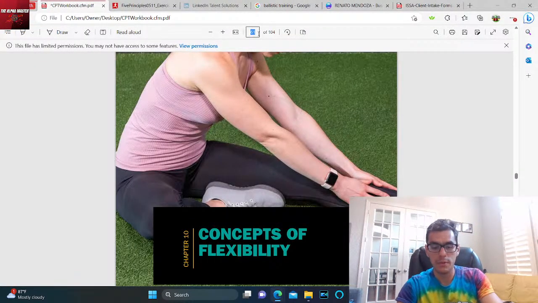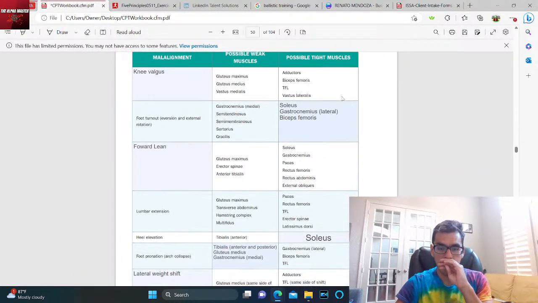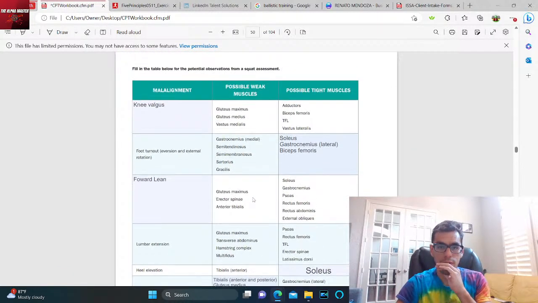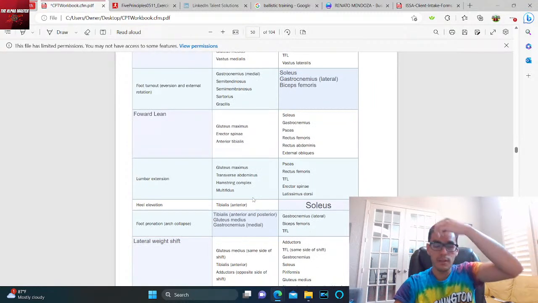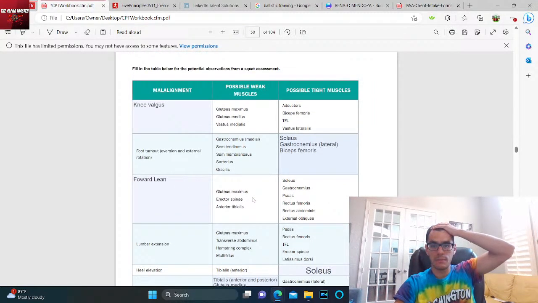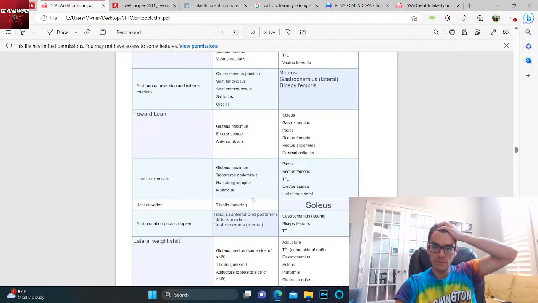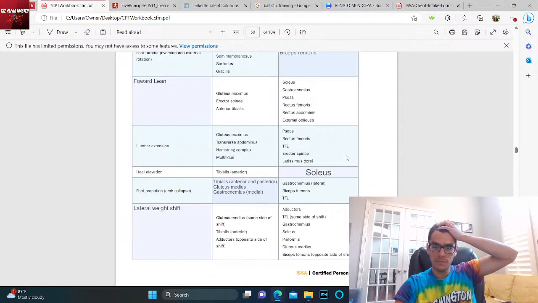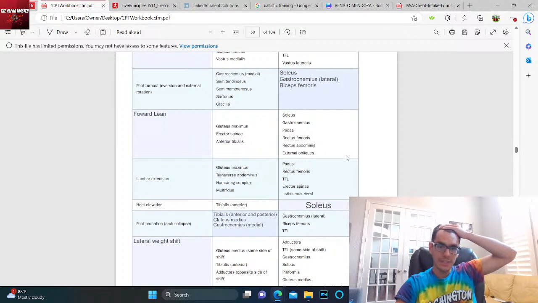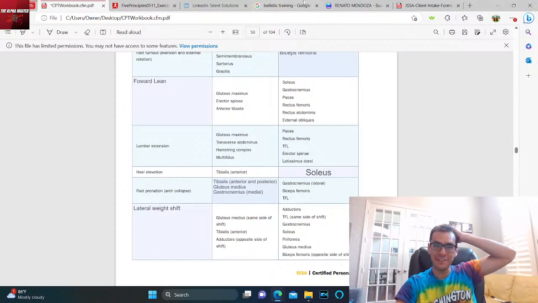This is what I want to see here. The tibialis anterior. In the heel elevation, it's going to be the weak muscle. It's going to be the tibialis anterior. The thigh muscle is going to be the soleus. True. It's right here, dude.